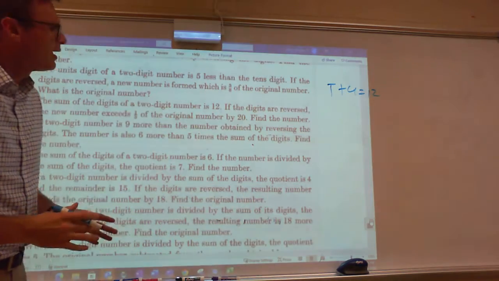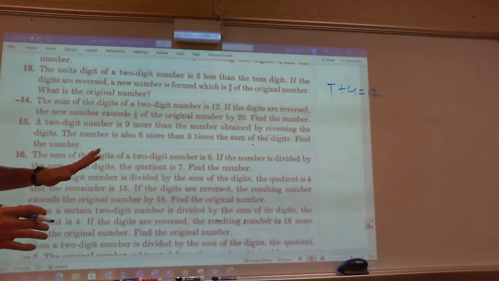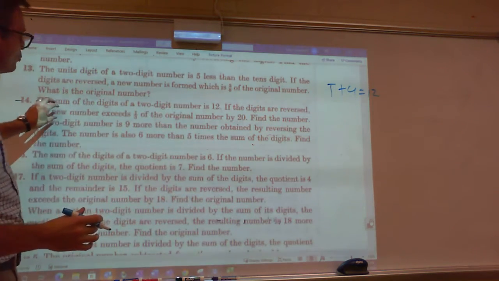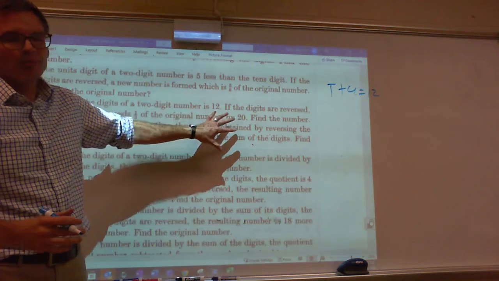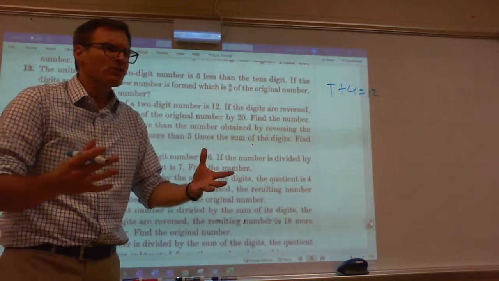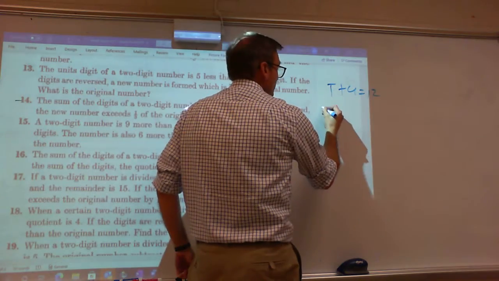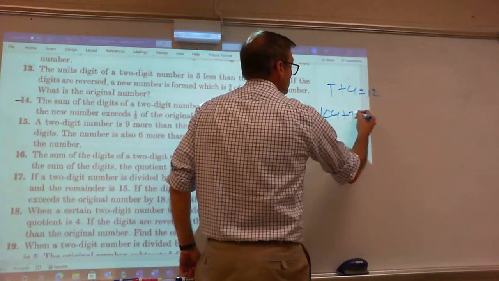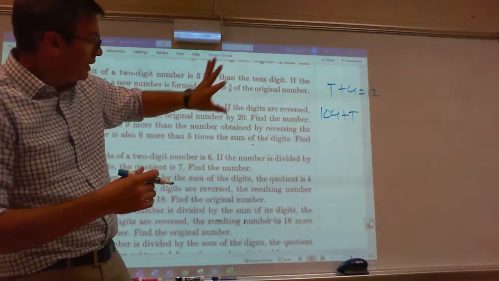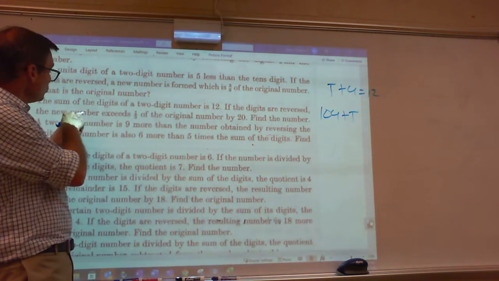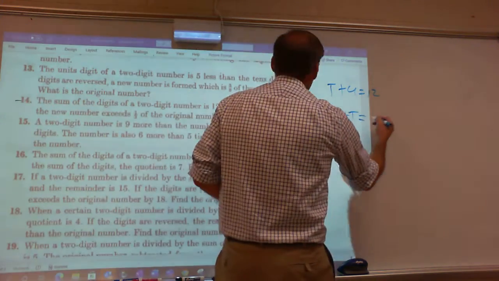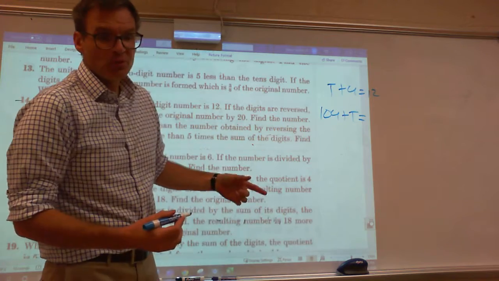Not too scary. But then we get the second sentence, and the second sentence has got a lot of stuff in it. It says if the digits are reversed, the new number exceeds 1/3 the original number by 20. All right? Well, if the digits are reversed, I use my translation. If digits are reversed, that's going to give me 10u plus t. Now, so if numbers are reversed, right? So then the new number, which is that, exceeds, that fancy word, exceeds 1/3 the original number.